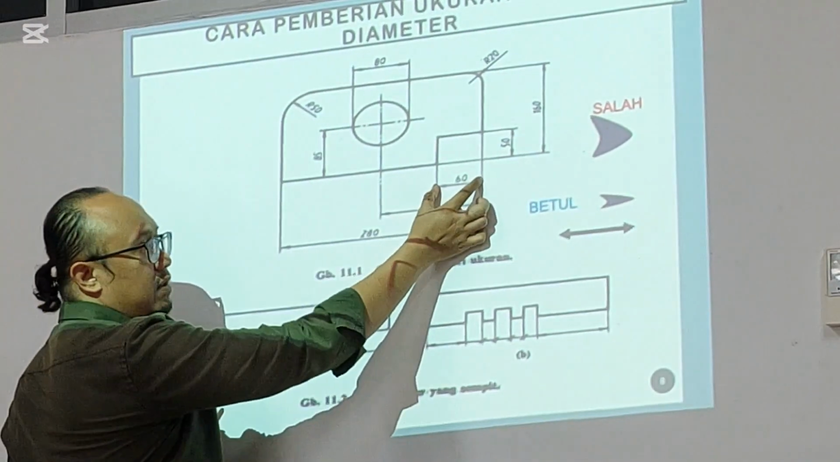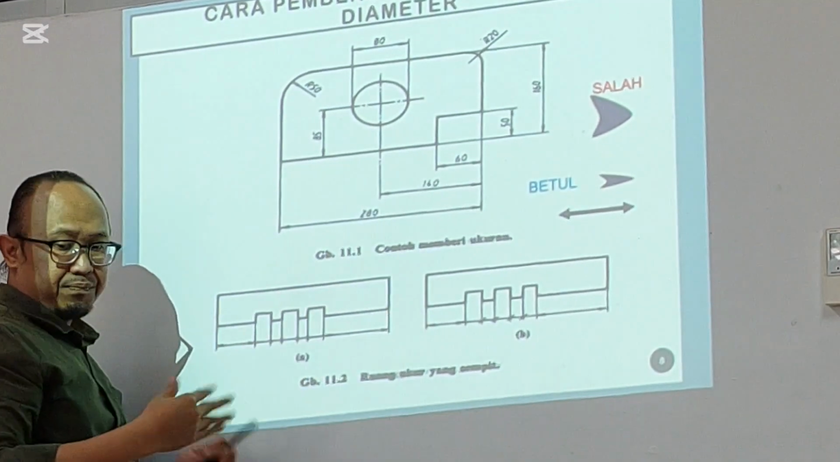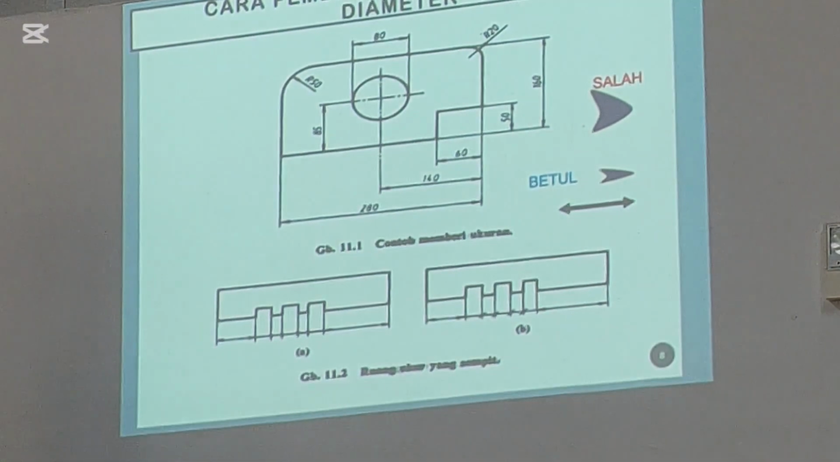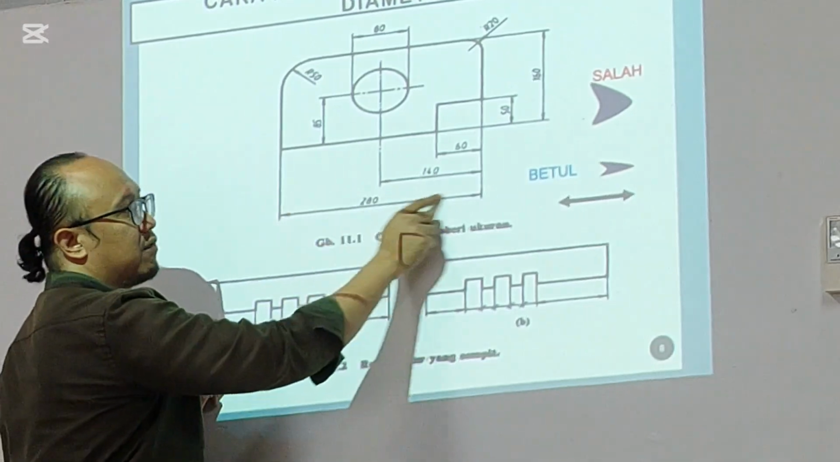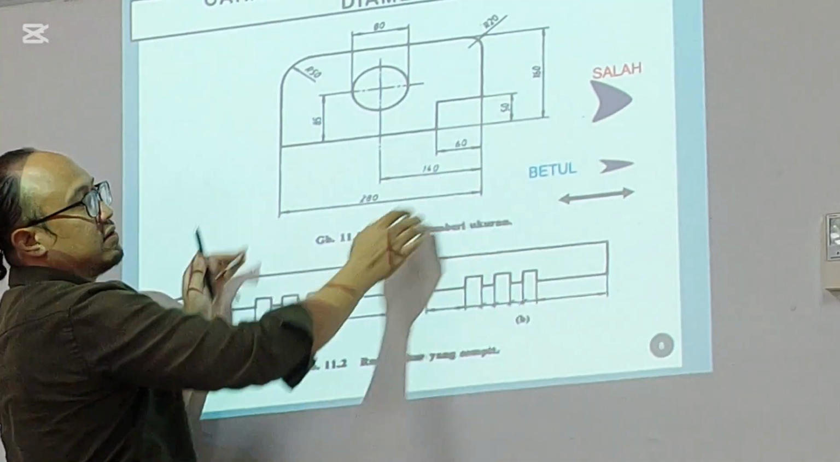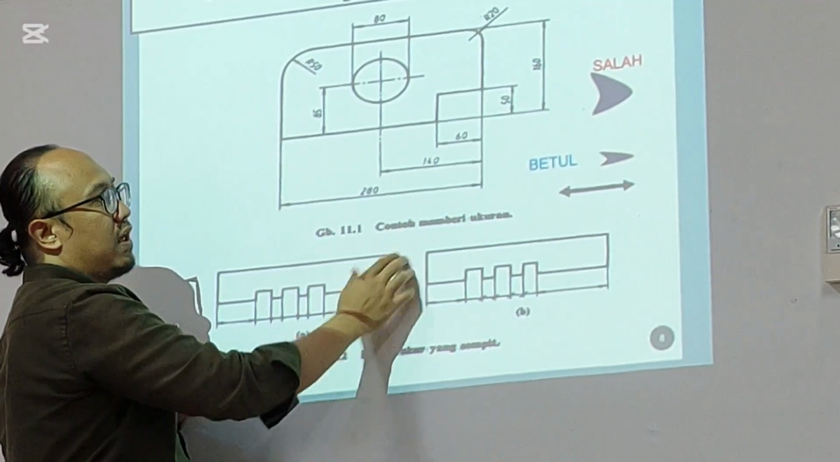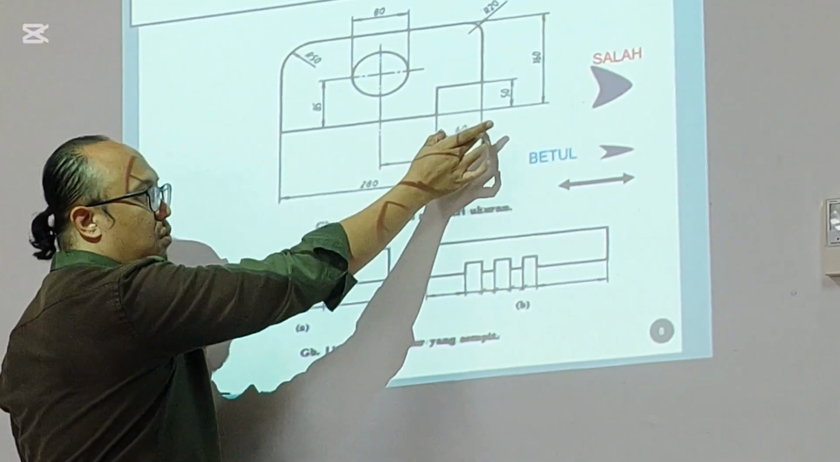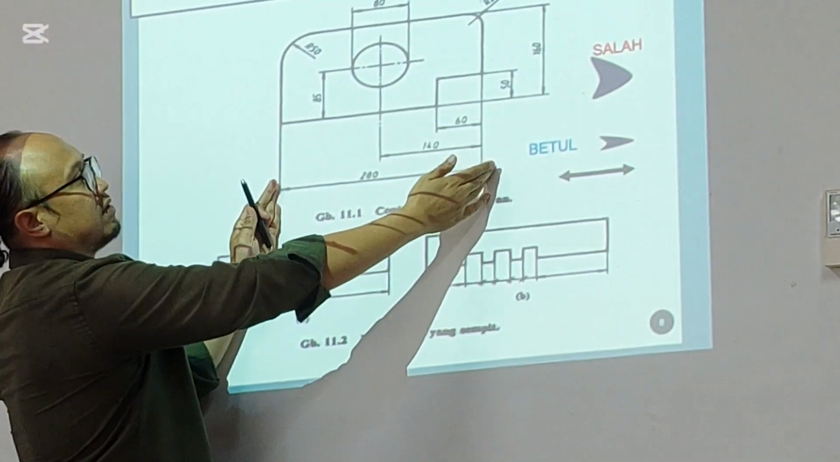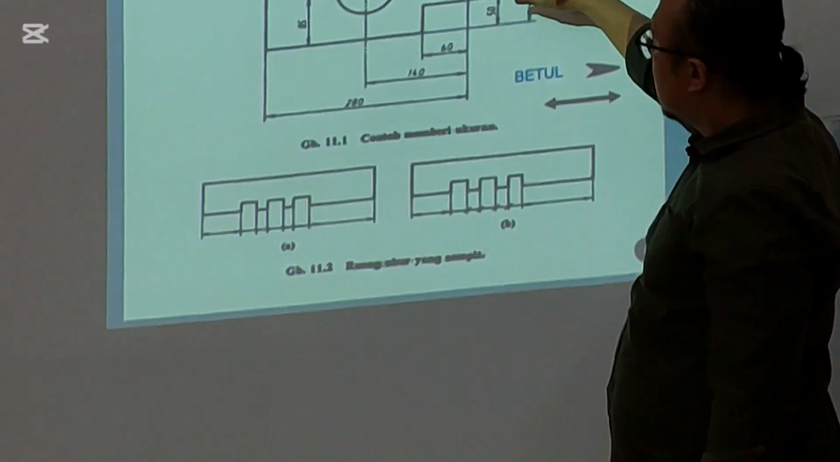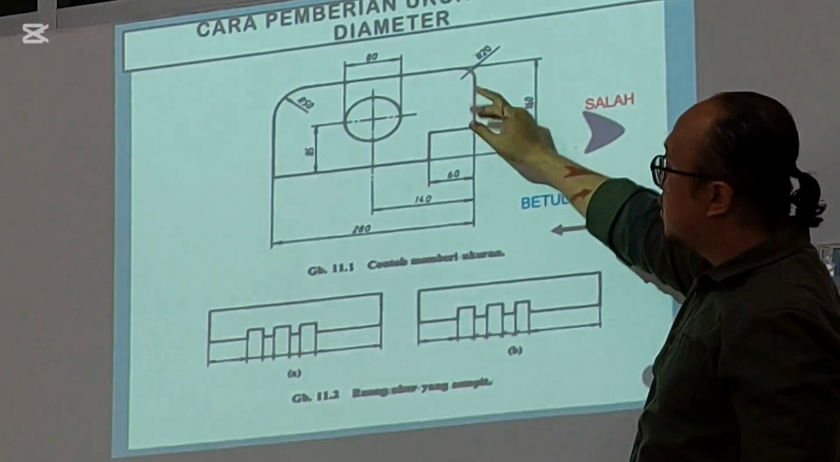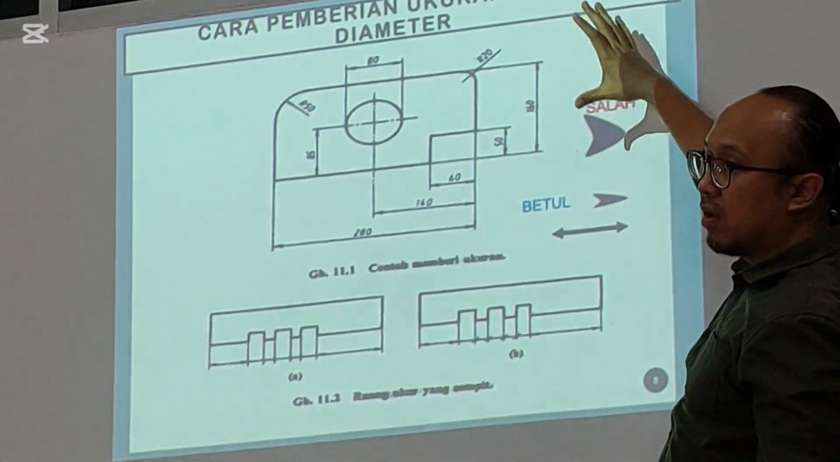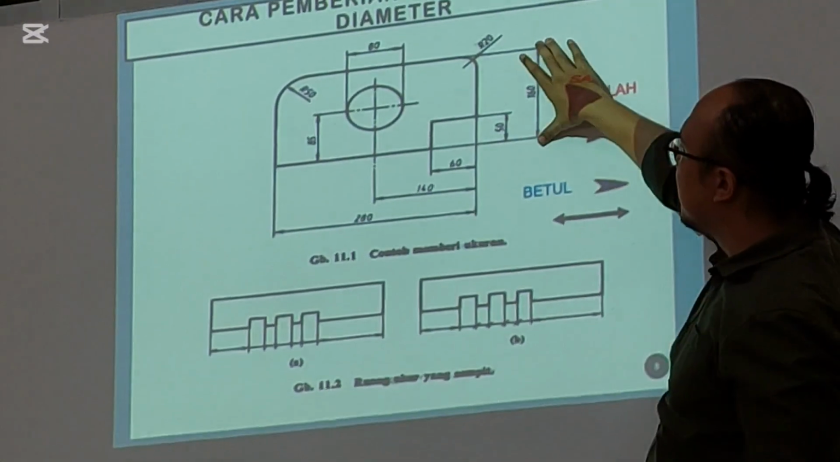Sometimes, I see some drawings of students where the 60 was at the outside and the inside was the longest. So you don't have to do that. Please arrange from the smallest until the biggest. Also like this, if there is a small dimension, please put it first, then bigger, up until the biggest one.